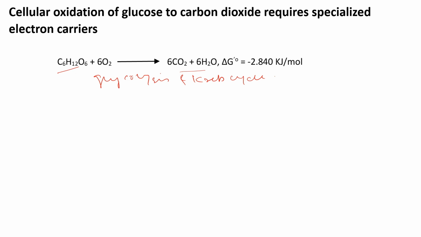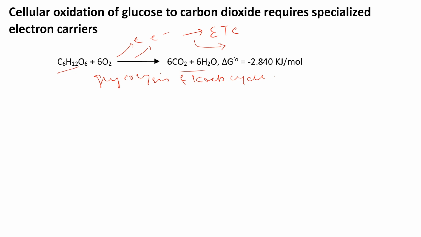So it's not a single step process. It is an enzymatic reaction consisting of multiple steps. In those steps, some steps are oxidation steps, which release electrons. These electrons enter into the electron transport chain with the help of some carriers that carry electrons to the electron transport chain or through the electron transport chain.